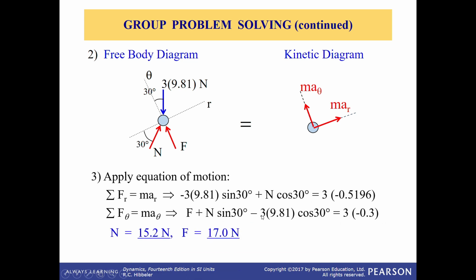So resolving this equation, you will have N equal to 15.2 Newton and F, the applied force on the rod, equal to 17 Newton.